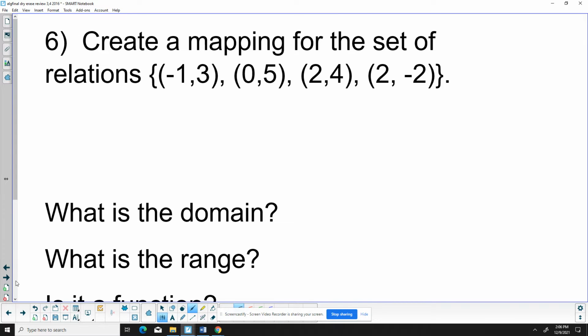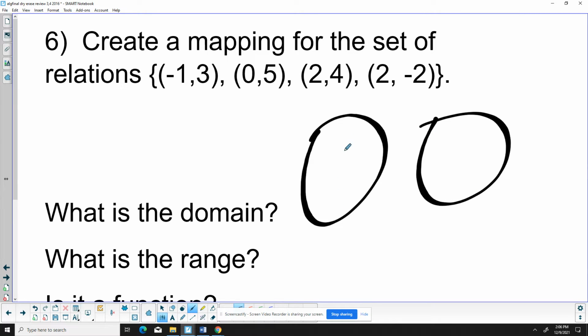All right, number 6, create a mapping for the set of relations. A mapping is the two ovals where I put all the x's in the first oval and all the y's in the second oval. Remember, the big thing here is that you can't repeat the numbers. So if there's a repeater, you only write it once. So -1, 0, 2. And there's another 2, but I only write it once. And then for the y's, I've got 3, 5, 4, and -2.